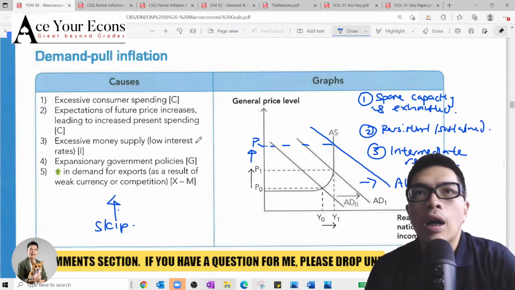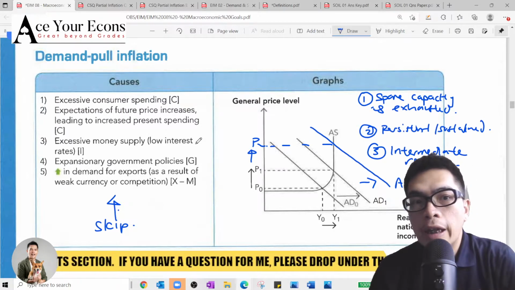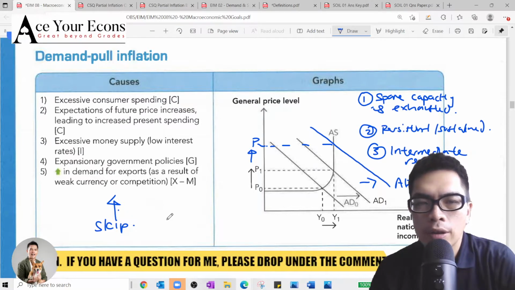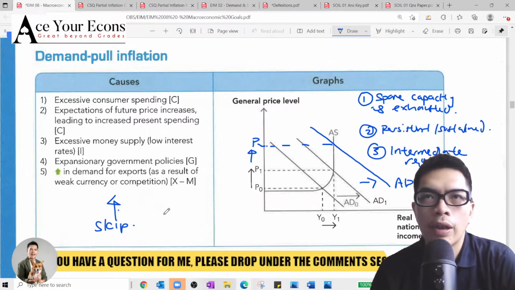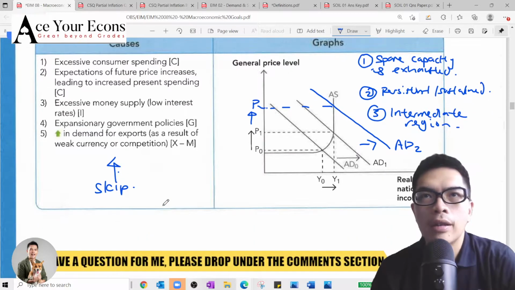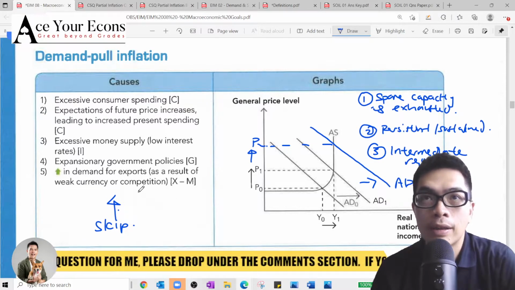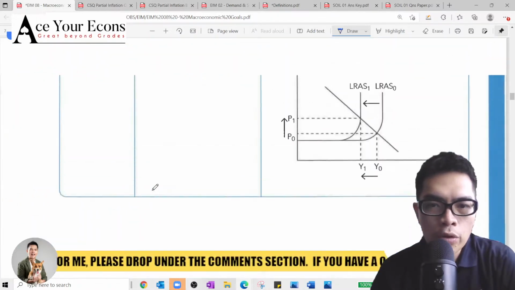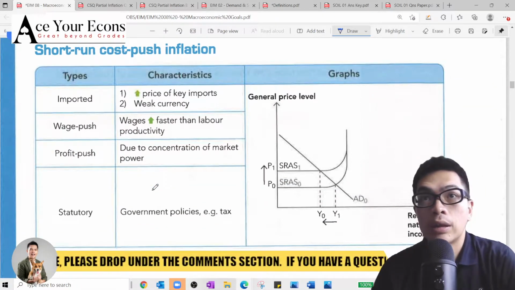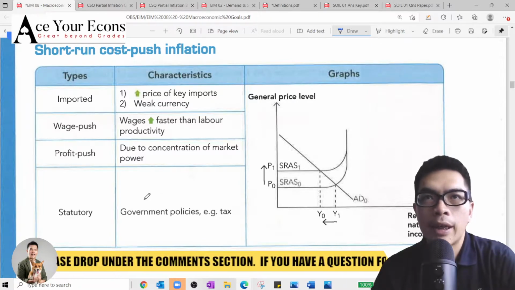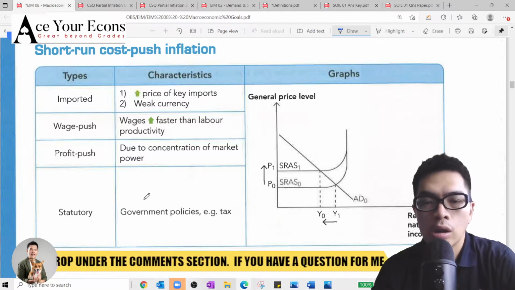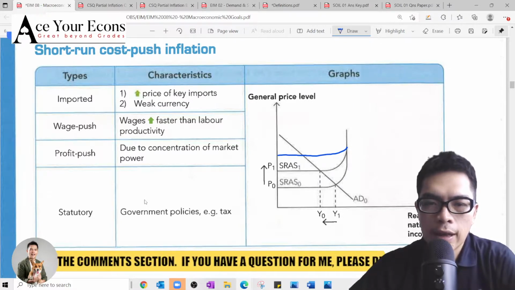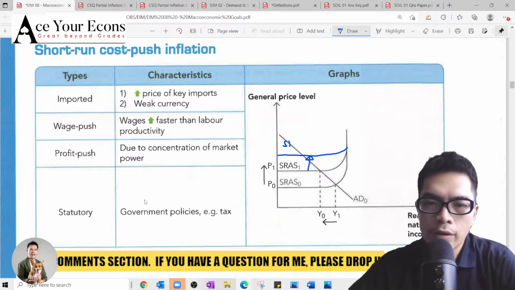I'm going to move on to the AS side, or the cost push inflation side. Like I've said, I'm not going to cover all the other causes here, because these are all pure content that is not that significant, so long as you understand what causes AD to increase. Cost push inflation is slightly more tricky, but we are going to adopt the same approach. Number one, sustained increase. Shift twice.